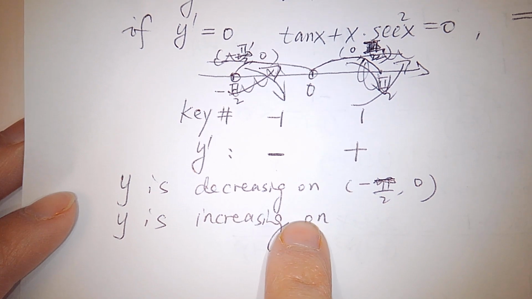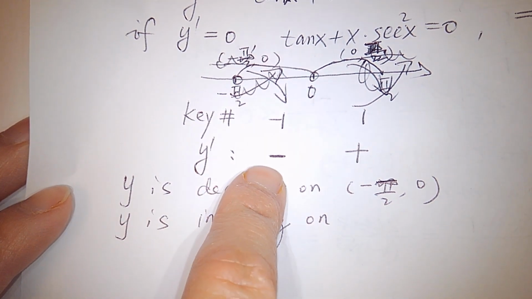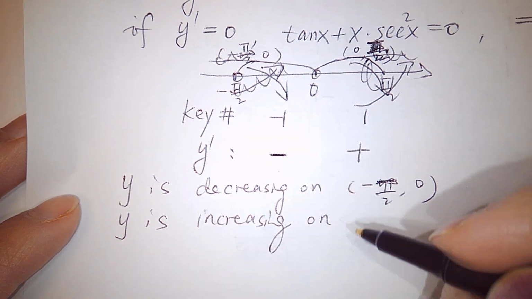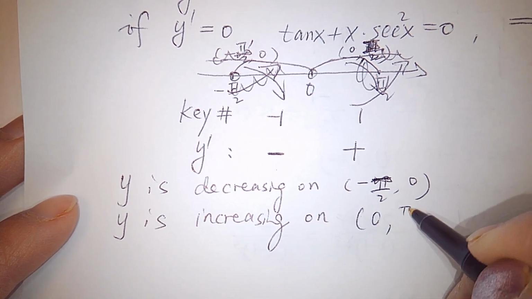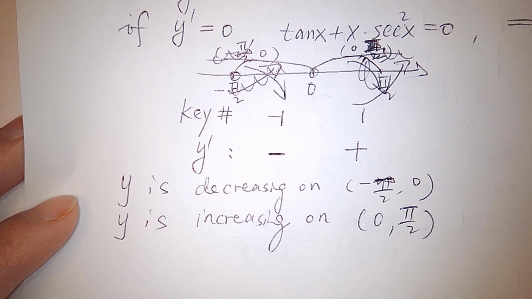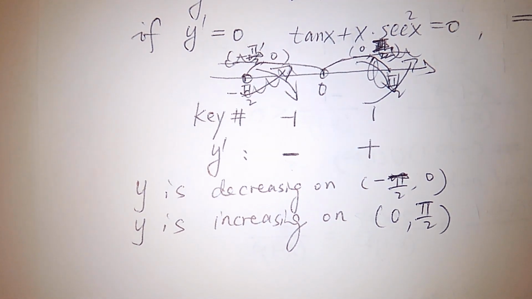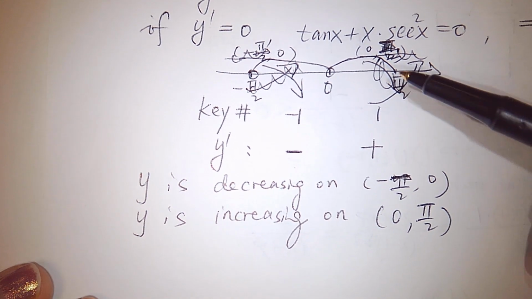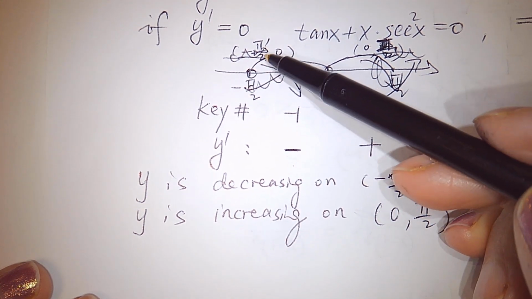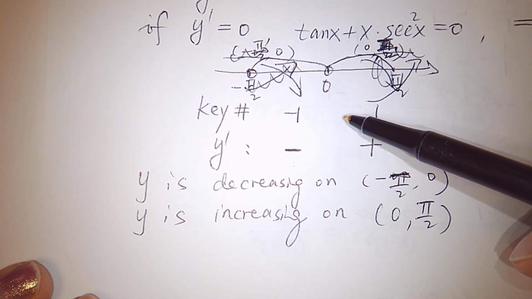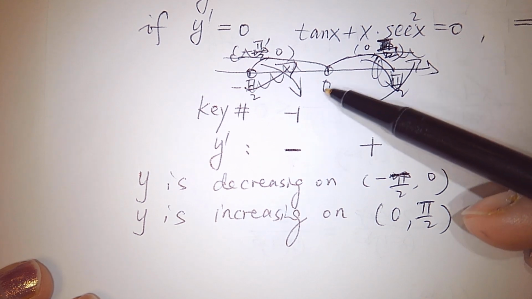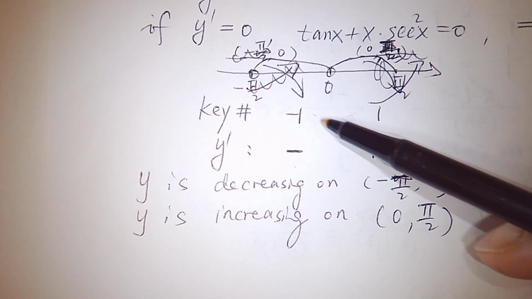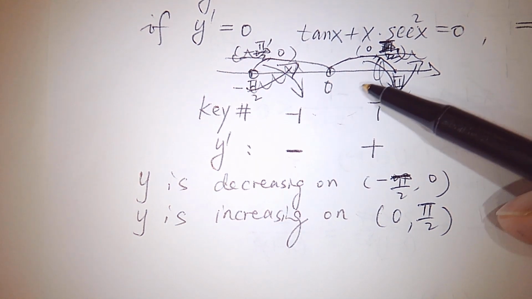So y is decreasing because y prime is negative, from negative pi over 2 to 0. And y is increasing on 0 to what? Pi over 2. Everybody? Alright, very good. Because our function is decreasing and then increasing, we have a local minimum or local maximum? Decreasing then increasing, we'll have a local minimum. Do you see that? Yes.